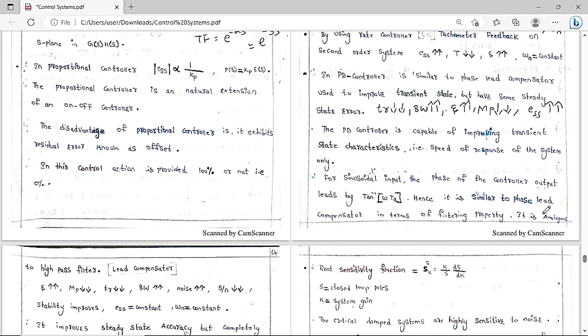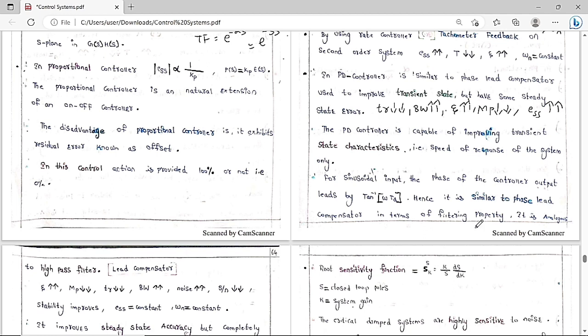So a zero means plus 20 dB per decade. After that, we are going to get a pole of minus 20. So plus 20 minus 20 is 0 dB, so we are going to get a high pass filter. Therefore, for a sinusoidal input, the phase of the controller output leads by tan inverse of omega Td. Hence, it is similar to a phase lead compensator in terms of filtering property, and it is analogous to a high pass filter. The output is going to lead the input by some angle, equal to tan inverse of omega Td.